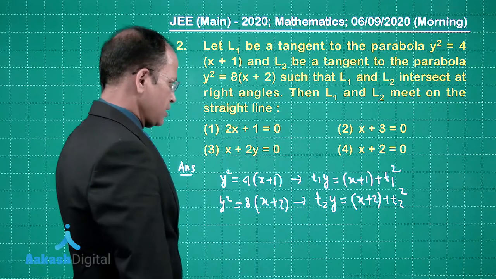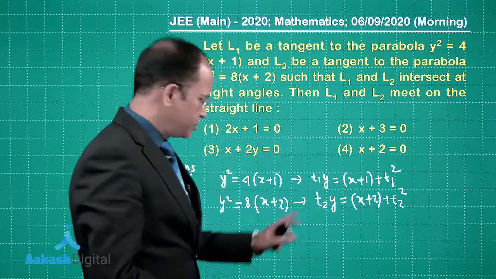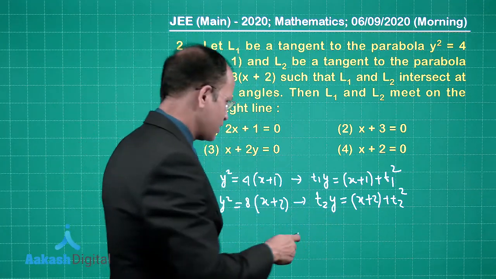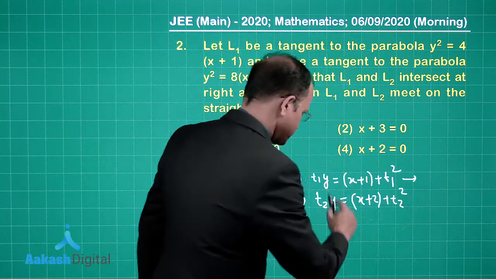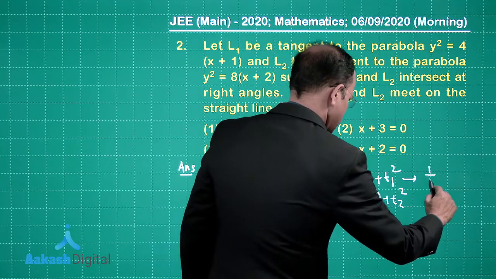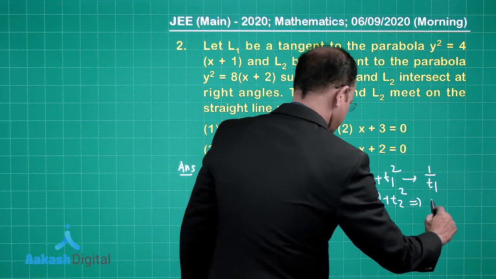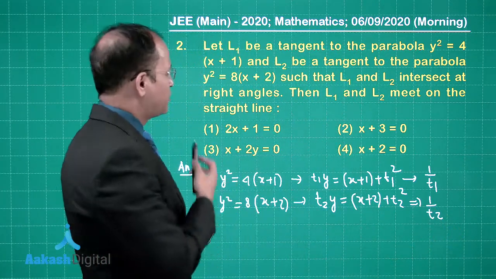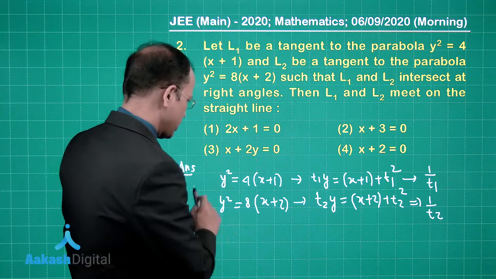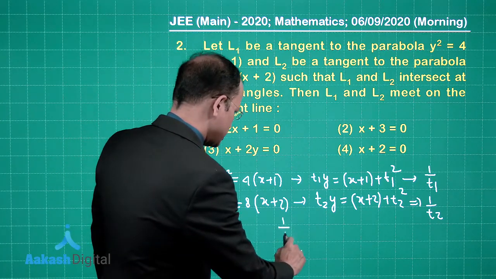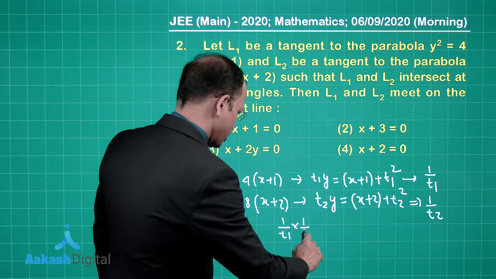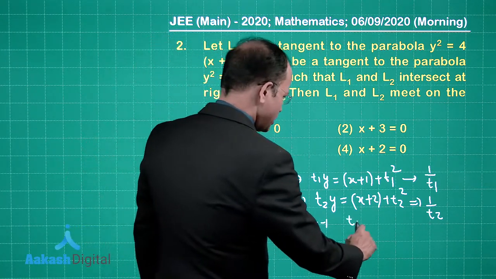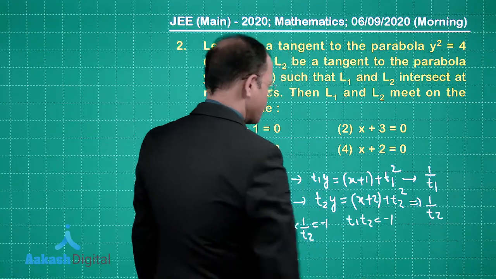Got it? Now my dear students, these are the 2 tangents we have. So if I write it in the form y is equal to mx plus c, the slope of this will be 1 upon t1, and here the slope will be 1 upon t2. Now because both the tangents are perpendicular to each other, 1 upon t1 times 1 upon t2 is going to be minus 1. Or we can write it as t1 t2 is equal to minus 1.